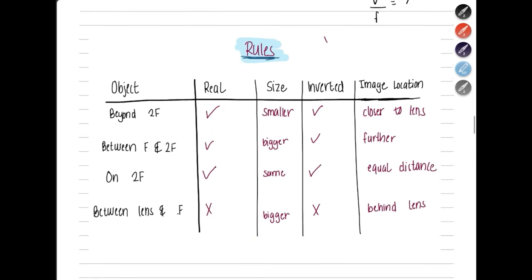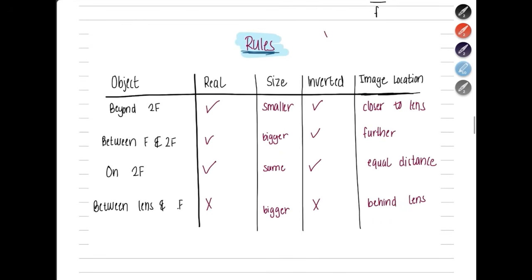Then these are some rules for what happens in lenses. When light rays pass through a lens, what happens? If your object is beyond 2f, the image is real, smaller, inverted, but the image is going to be closer to the lens. If the object is between f and 2f, the image is real, it's bigger, inverted, but further away from the lens. If it's exactly on 2f, the image will be real, the size would be the same, it will be inverted, but it would be equal distance to the lens as the object.